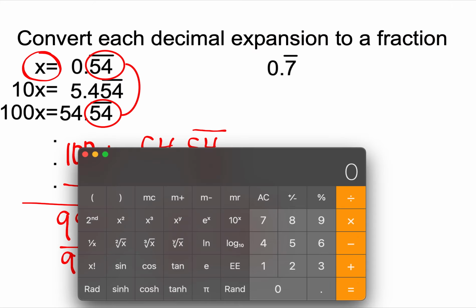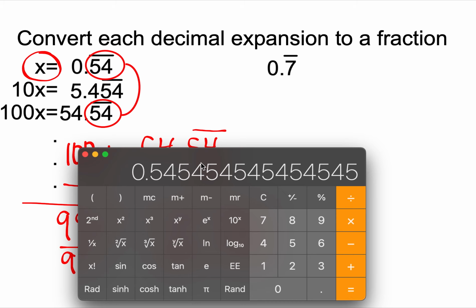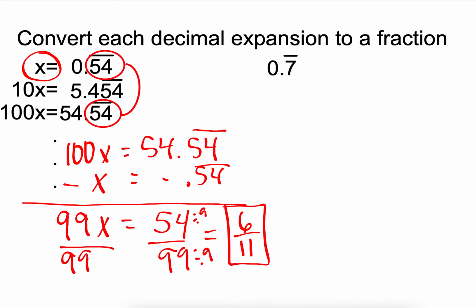Calculator. Okay, if I do 6 divided by 11, I do get 0.5454 repeating. I do get the right answer.